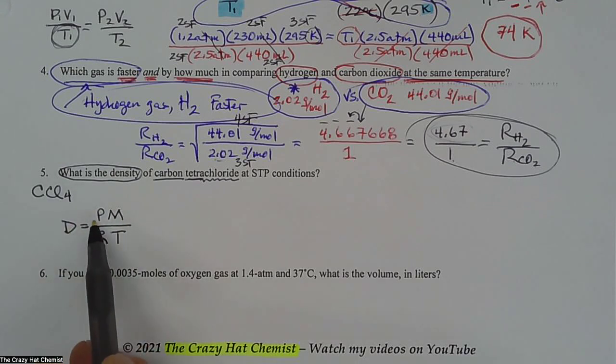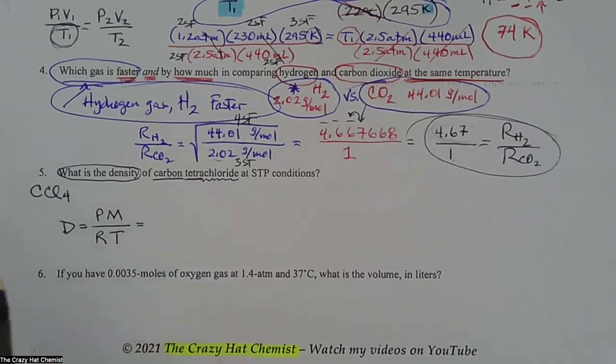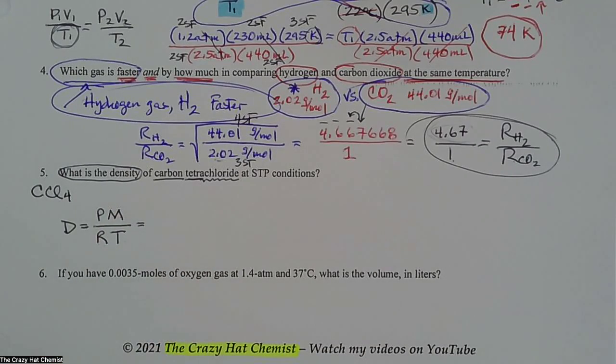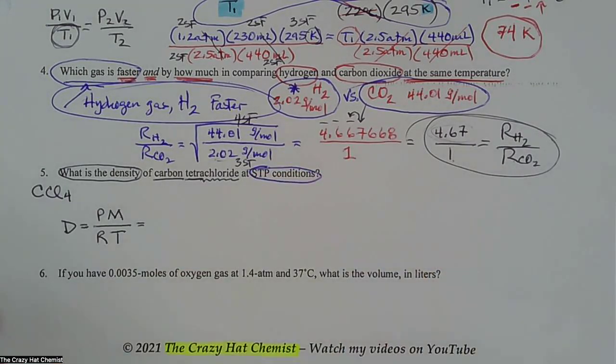This here is the density equation for a gas. So density is equal to PM over RT. P is for the pressure, M is for the molar mass, R is for the gas constant, and T is the temperature. And then we need to know what STP conditions are. That is standard temperature and pressure.